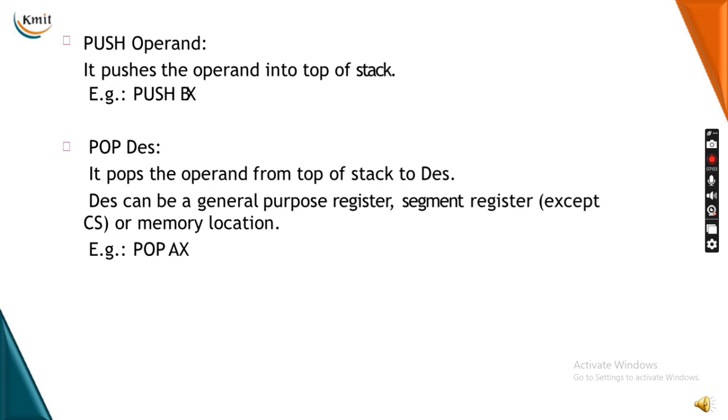The second one, in the data transfer, we have the push instruction. It pushes the operand onto the top of the stack. And pop destination. It pops the operand from the top of the stack to the destination, meaning pull. The destination can be a general purpose register, a segment register except the code segment, or a memory location. Example, pop AX.